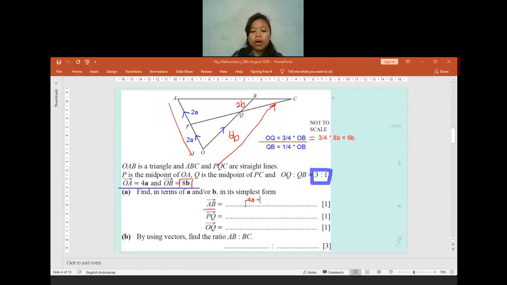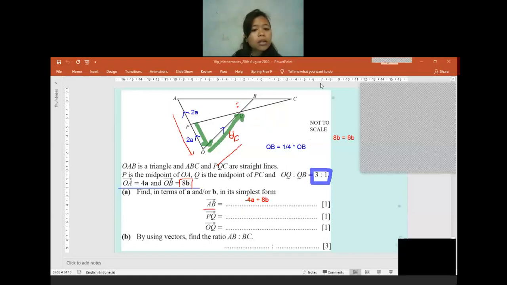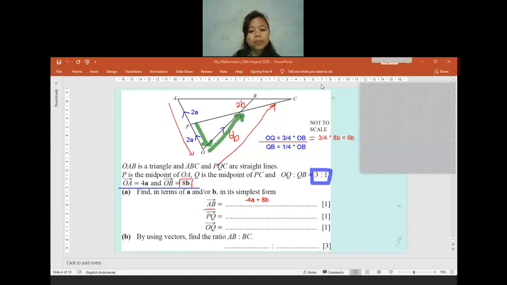Is there anyone who gets confused so far? No? Okay, if no confusion, let us move to the vector PQ. PQ, so it means we go from P to the O, from O to the Q. So which line do we have to show in here? It will be better if you label it. So I go from P to the O, and then from O to the Q. So what vector will it be? It will be negative 2a plus 6b, correct.